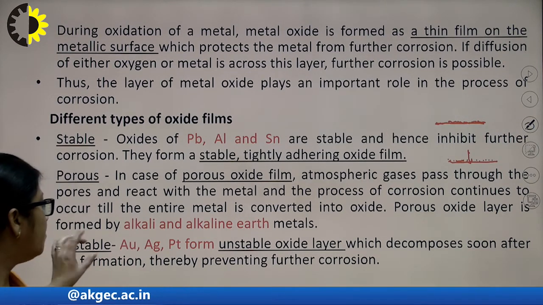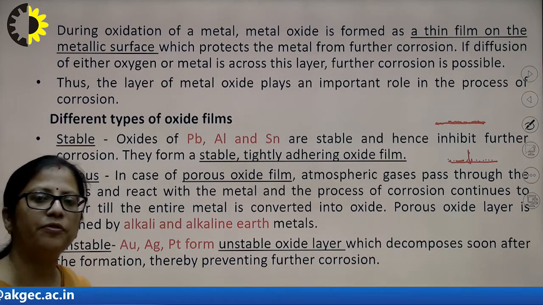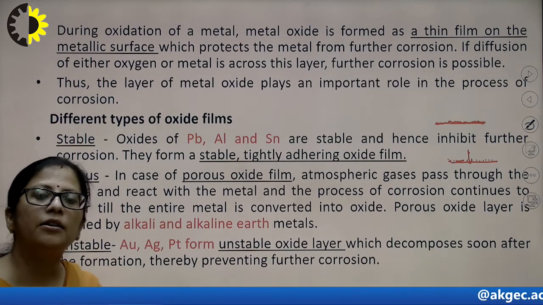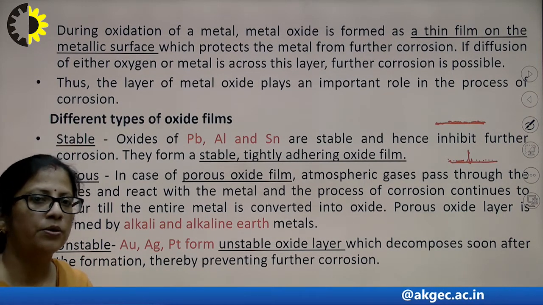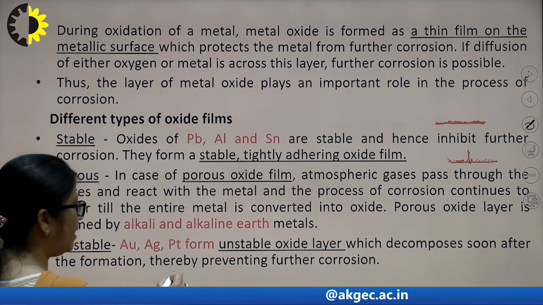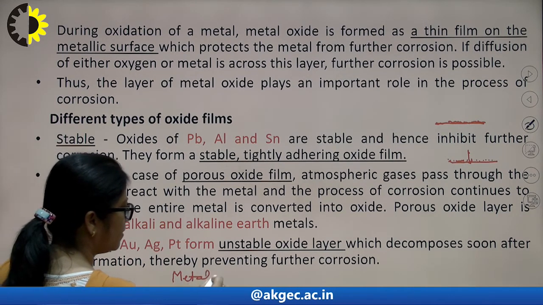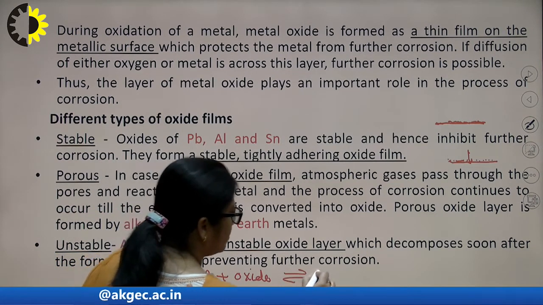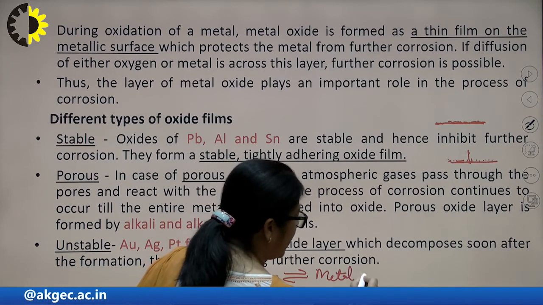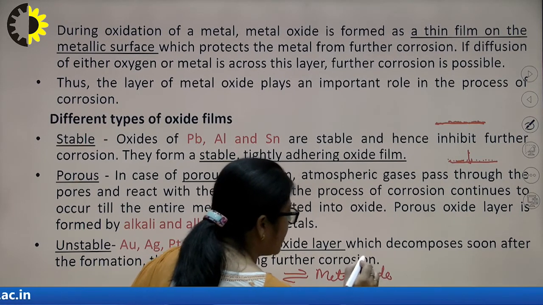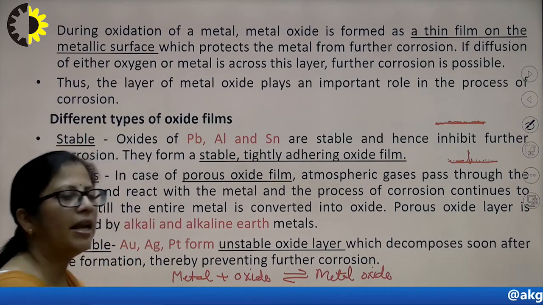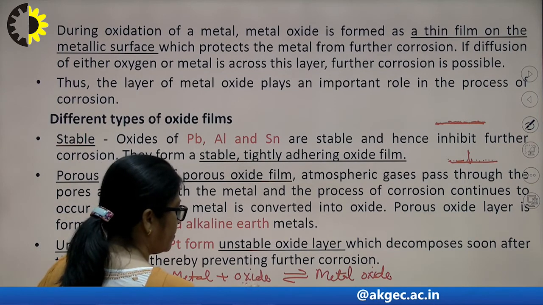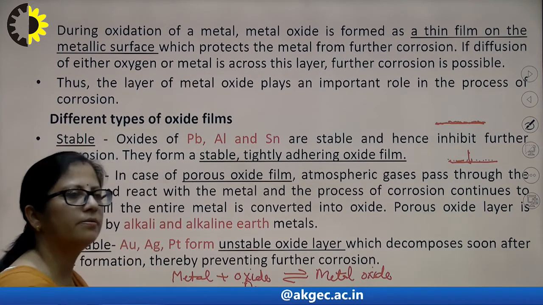So in this case, because of the unstable oxide film that is formed, this type of film prevents further corrosion. This is a reversible reaction between metal and oxide. Metal oxide is formed, and as soon as this metal oxide forms, it breaks down to give you pure metal and oxygen.